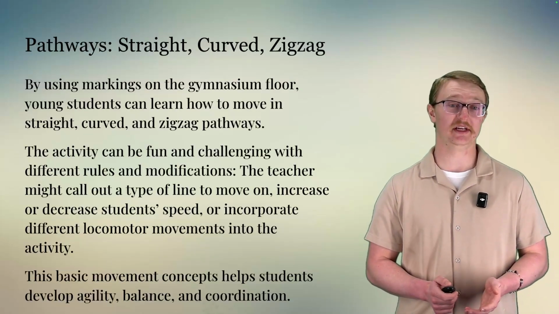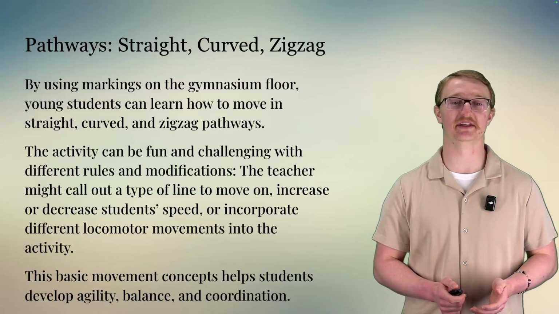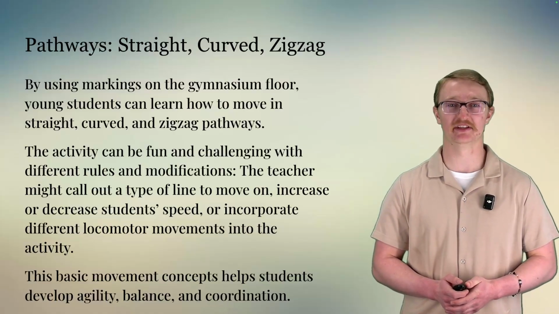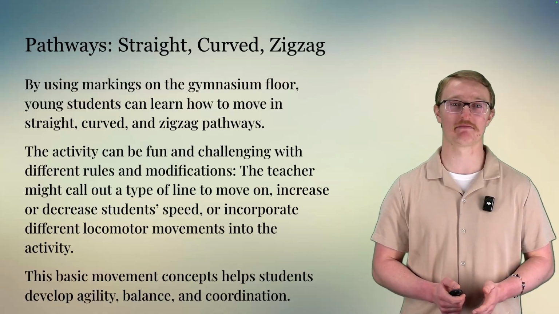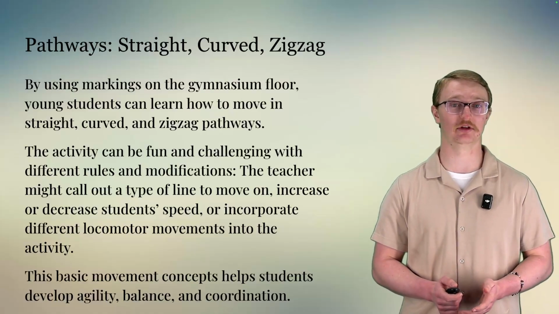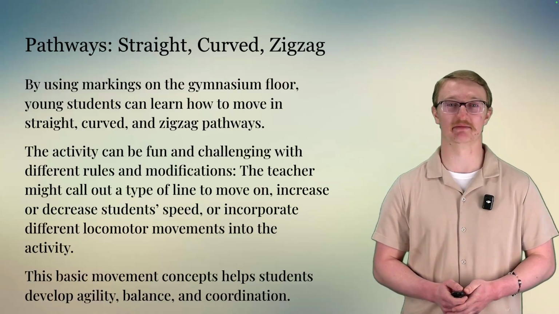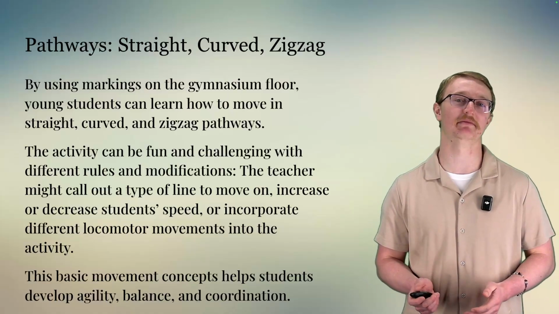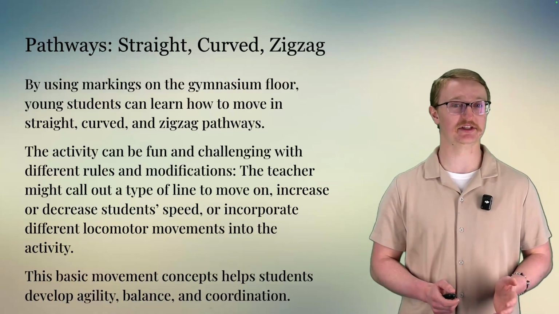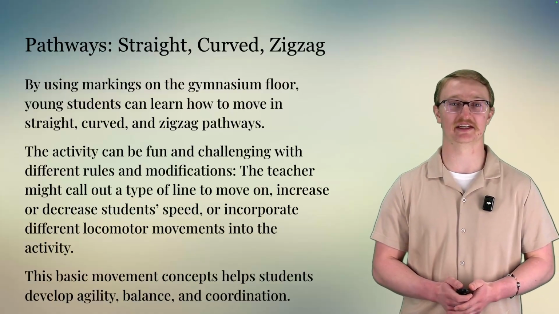By using markings on the gymnasium floor, young students can learn how to move in straight, curved, and zigzag pathways. The teacher can introduce this movement concept as a warm-up activity, a tag game, or as a review of many different locomotor movements. Varying rules and modifications can make the activity engaging and challenging. The teacher might call out a type of line to move on, increase or decrease the students' speed, or incorporate different locomotor movements into the activity.